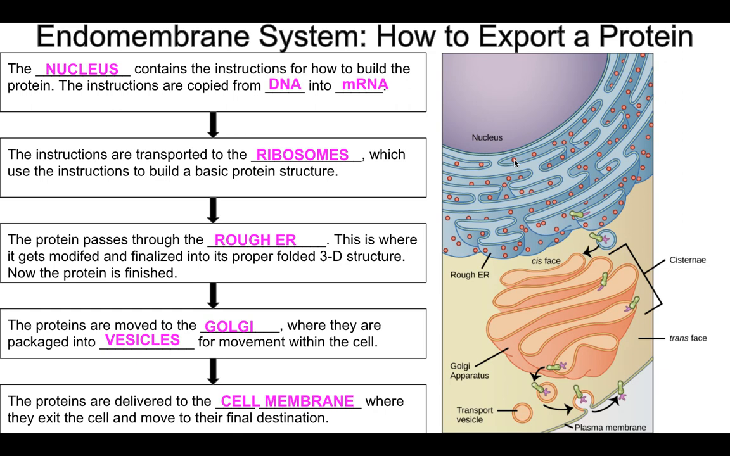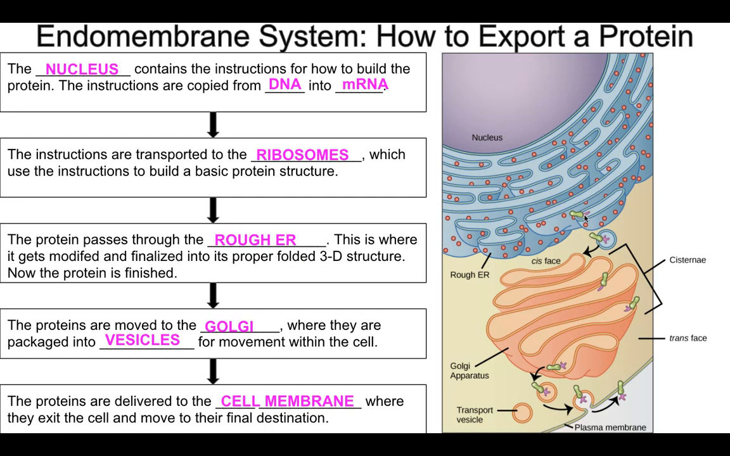Then we move out of the nucleus to a ribosome. The ribosome is going to be like a machine, and it's going to read the instructions and use the instructions to make the basic polymer of proteins. It is going to make the basic polypeptide. Then from this little ribosome, it's going to start moving through the ER. And as it moves through the ER, it's going to get modified and finalized. What that means is that the polypeptide chain will be twisted and folded into its proper 3D structure.